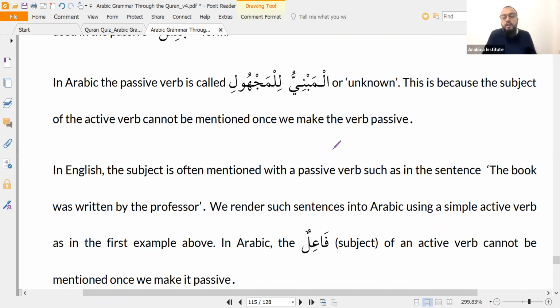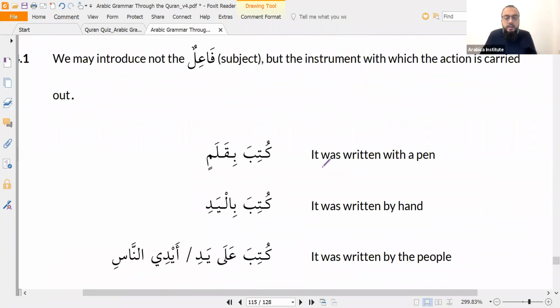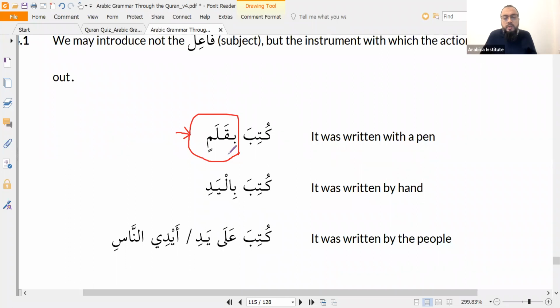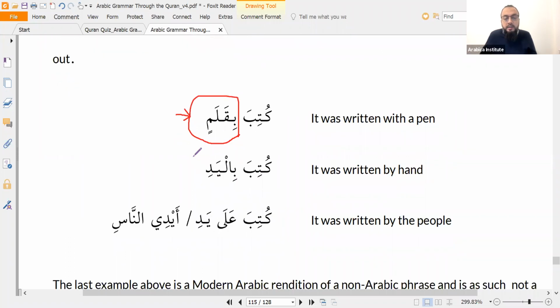However, in modern Arabic, they have introduced something we call a modern barbarism, which is a barbaric usage, not existing in classical Arabic. They introduce sometimes the tool used to do the action with a B. So say kutiba biqalamin. It was written with a pen. Okay? Or it was written by hand. Kutiba bil yadi. However, so these two are classical, right?